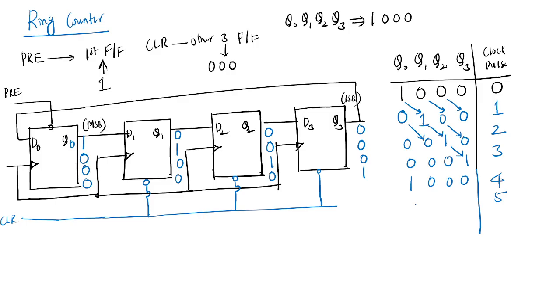So 0, 1, 0, 0. At the sixth clock pulse, 0, 0, 1, 0. At the seventh clock pulse, again it will come to 0, 0, 0, 1. Like this, it will be like a ring. That's why we will call it a continuous ring counter.